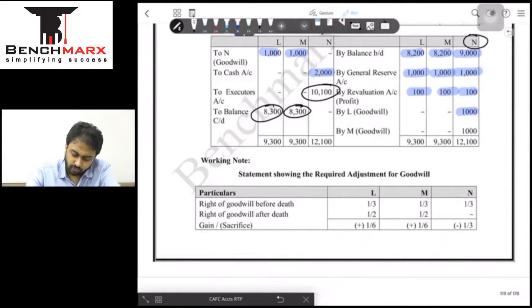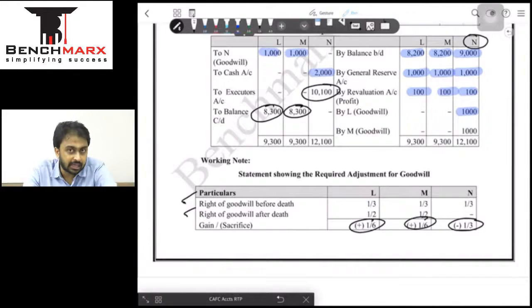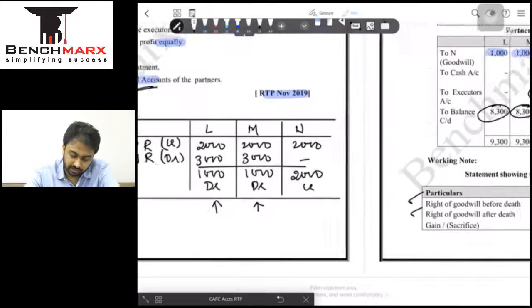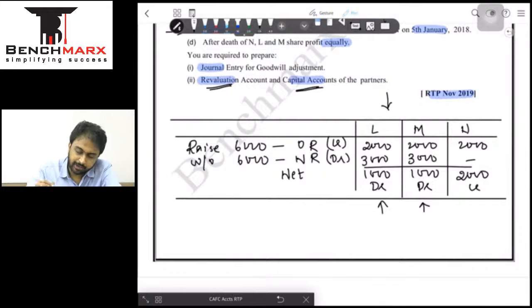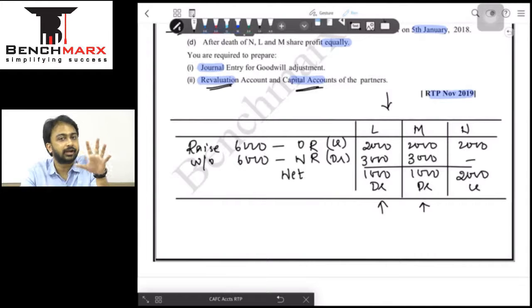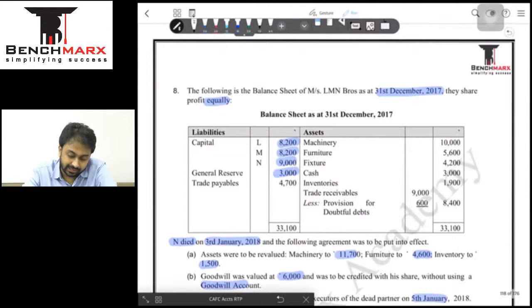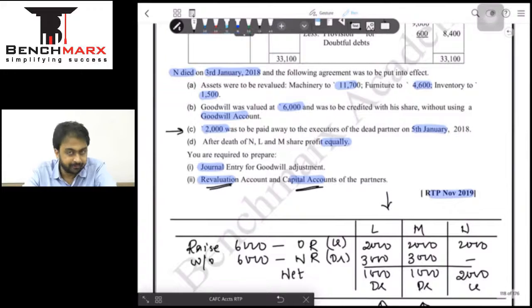And this working note was as usual, raise in the old ratio, write off in the new ratio. They have simply computed the gain in terms of PSR, but we have computed gain in terms of the entry as well. So it is much easier. This format is much easier compared to computation of the old PSR, new PSR, then old minus new. Rather than doing that maths, it's always easier with the amounts, so you make no mistake. Okay. So question number 8 is also gone. We have prepared the entry, we have prepared the revaluation, and we have also prepared the capital accounts of the partners. So 8 is gone.